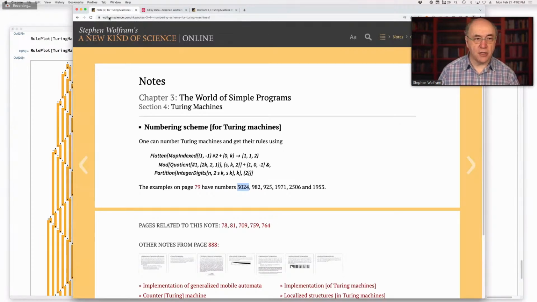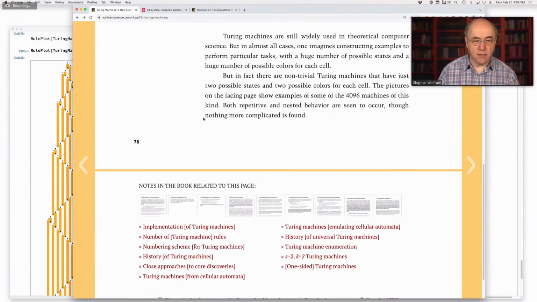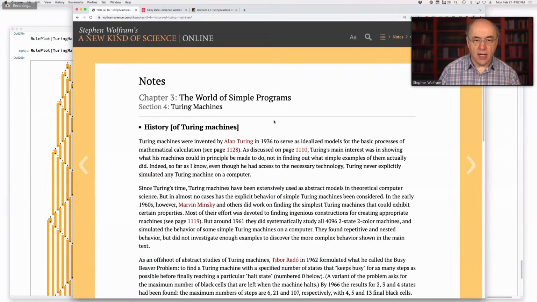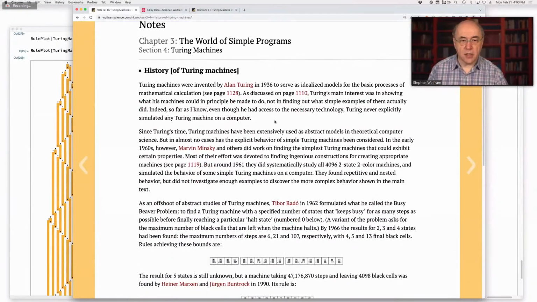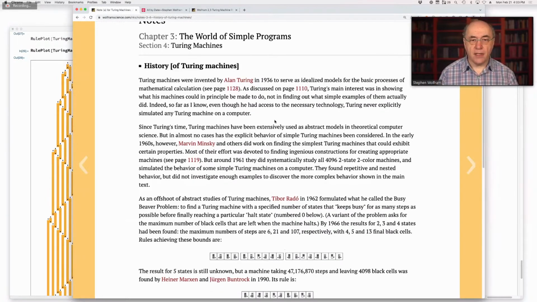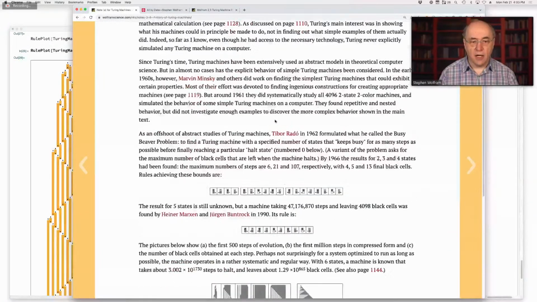When Alan Turing first invented Turing machines, in 1936, he looked at a very complicated Turing machine. I wonder whether I say how big his Turing machine was. No, I don't think I do.